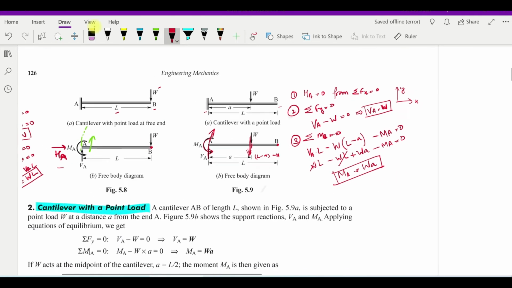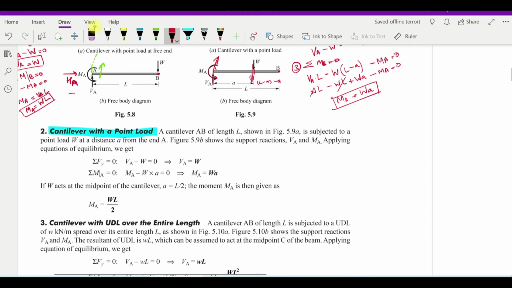And it is given here also. VA is equal to W, MA is equal to WA. Here the moment is taken about point A. If we take moment about point A, we have completely eliminated the moment due to VA, and we can directly calculate MA.